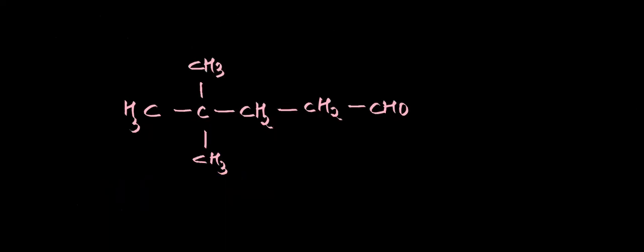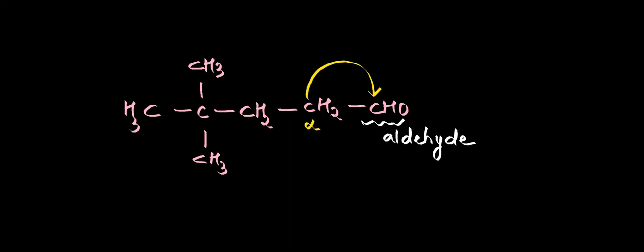Now let us see one more example. Do we find any functional group here? Yes, CHO. This is the aldehyde functional group. Now this functional group has a carbon in it, so do not get confused here. We take alpha carbon as the carbon that is directly connected with the functional group. The functional group already has a carbon, and that is not a part of this alpha. So this is your alpha carbon.